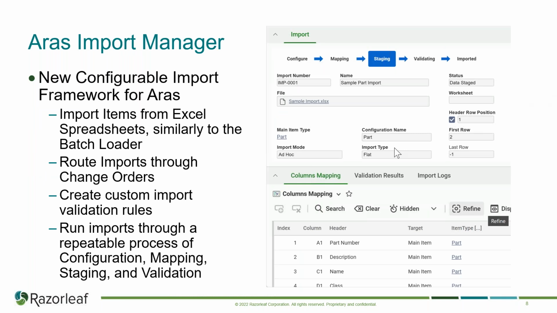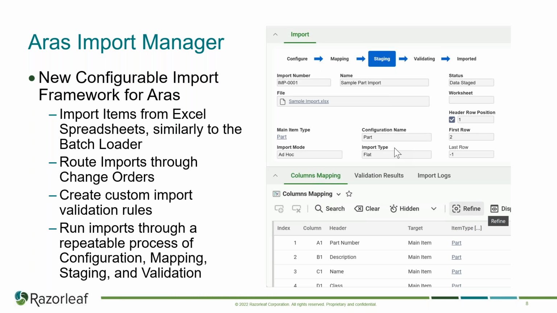All right, and that also brings us to the new Import Manager. This is a new application that's been added to Innovator to allow you to import items from Excel spreadsheets, making the whole process a little easier and giving it a modern UI. Through this, we have a lot of custom options. We can route imports through change orders. We can create custom import validation rules. We can have different import types, whether it be flat or a part-child relationship.